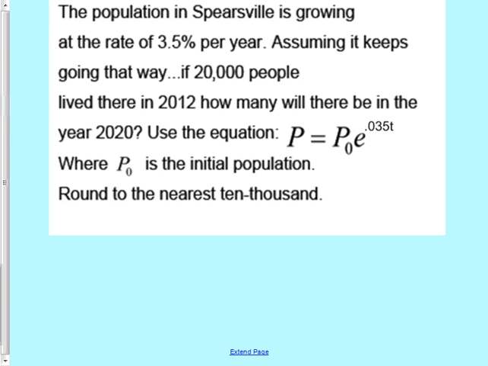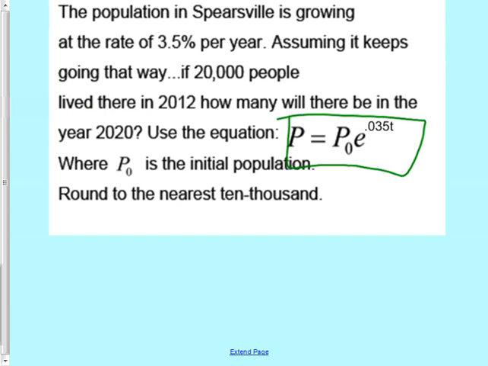Population of Spearsville, Mrs. Spear made this one, I'm guessing, is growing at the rate of 3.5% per year. Assuming it keeps going that way, if 20,000 people live there in 2012, how many people will there be in the year 2020? I don't have a nice, easy way to do this one until, oh, there it is. They give you the formula. Now, all I have to do is figure out what to put where.